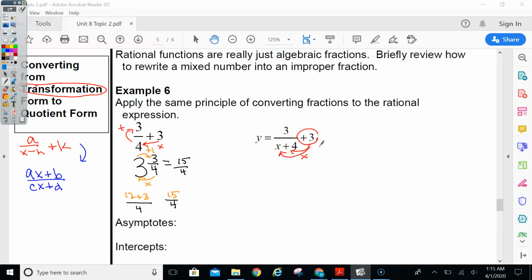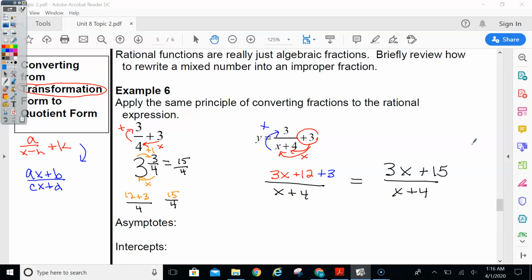So when I distribute it to x, I get 3x, and I distribute it to the 4, which gives 12. So you multiply to the denominator, that's this part, but then you have to add the numerator. So I add 3 to that. So the numerator is going to be 3x + 15. And the denominator stays the same, x + 4.